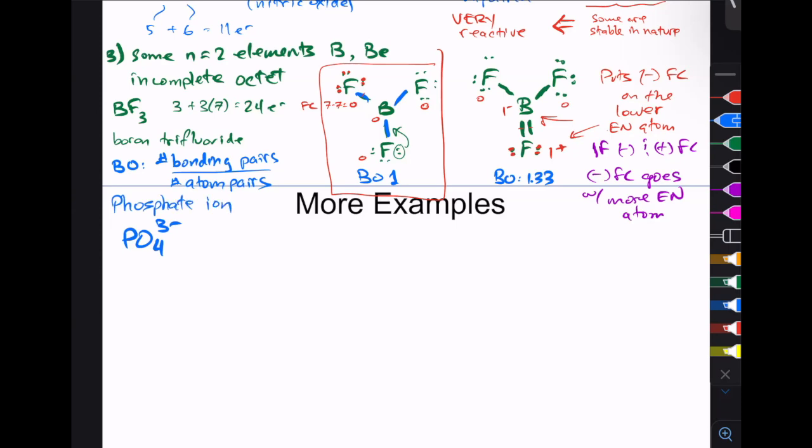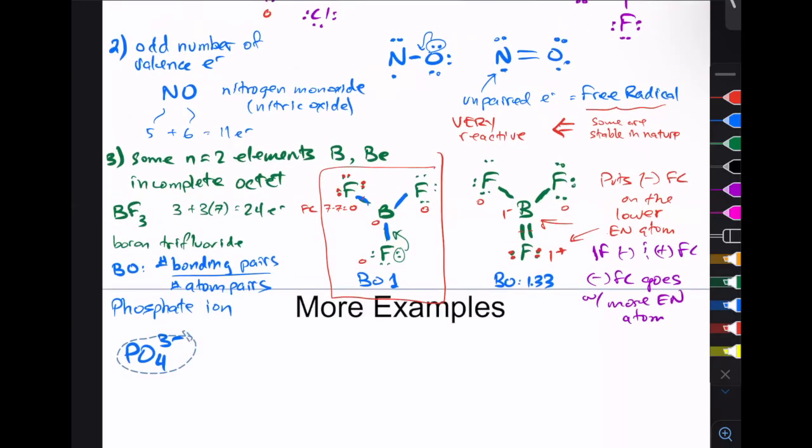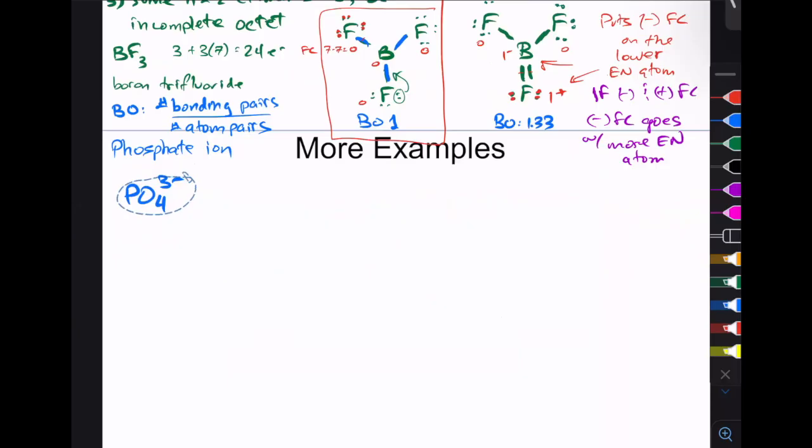Many of you who are also in biology classes probably see the phosphate ion a lot. Let's build the best Lewis structure that explains the most stable arrangement of the valence electrons in this polyatomic ion. How many valence electrons does phosphorus bring in? 5.